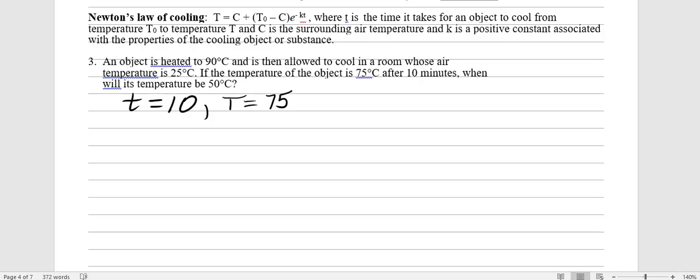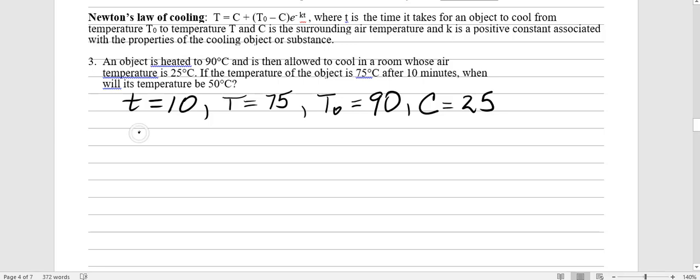For this part of the problem, we're going to find our K, and we're going to let the temperature that the object cools to, so the capital T, we're going to allow that to be 75, and our initial temperature is the 90 degrees, or 90. And then we know that, so we've got everything here except the surrounding air temperature, which is 25. So this is going to allow me to find K.